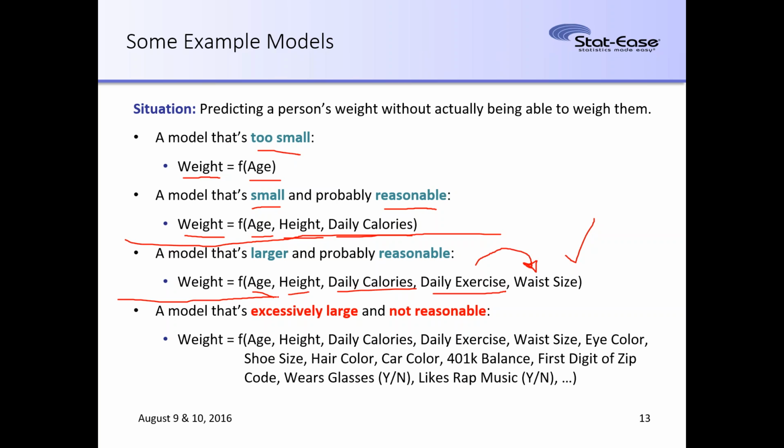Here's a model that, to me, somebody might build if they were absolutely worried and said, well, I don't know what's important, so I'll just put in everything. So I'll put in their age, their height, their calories, the daily exercise, their waist size, their eye color, shoe size, hair color, car color, their retirement account balance, the first digit of their zip code, whether or not they wear glasses, whether or not they like rap music, and so on. This is a model which intuitively I would consider excessively large and probably not reasonable. So on an intuitive level, I would probably say I want to either be somewhere around here or somewhere around here.